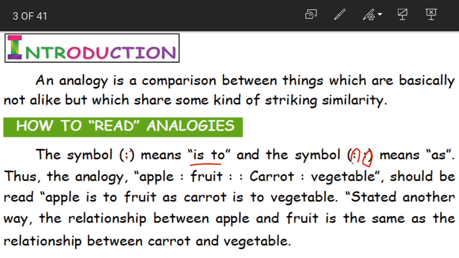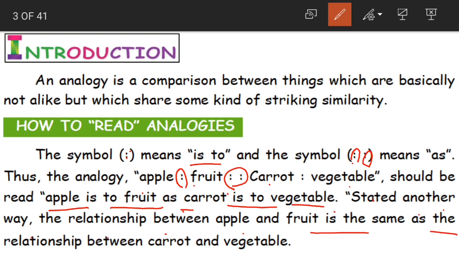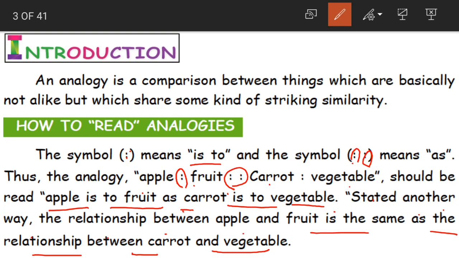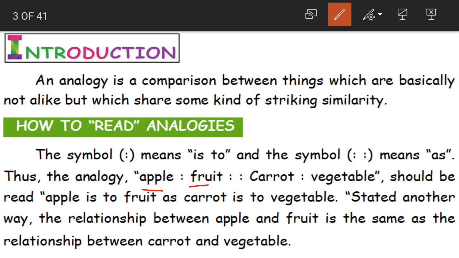Even here we are having another example. While reading, this is read as apple is to fruit as carrot is to vegetable. How will we read it? Apple is to fruit as carrot is to vegetable. Stated another way, the relationship between apple and fruit is the same as the relationship between carrot and vegetable. Yes, apple is a fruit and carrot is a vegetable. Both of the relationships are the same. What is the relationship? Apple is a fruit. In the same way, carrot is a vegetable.